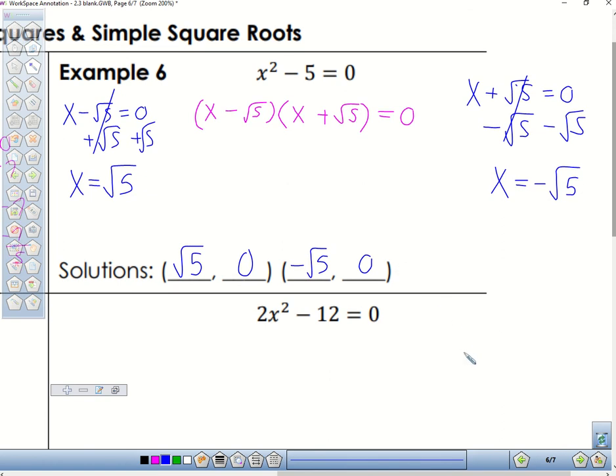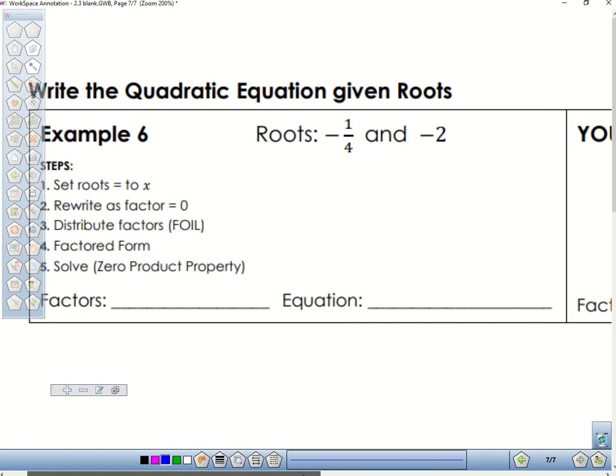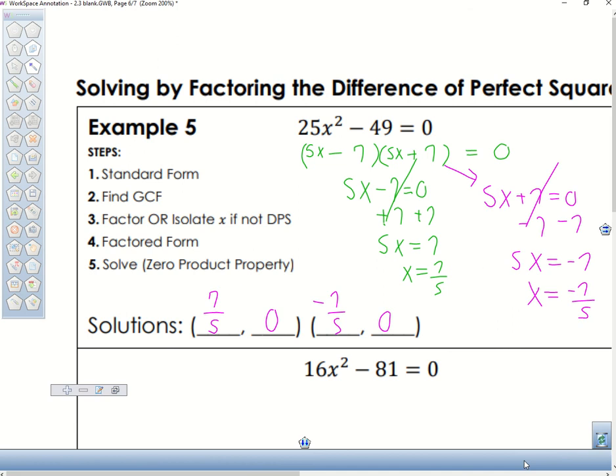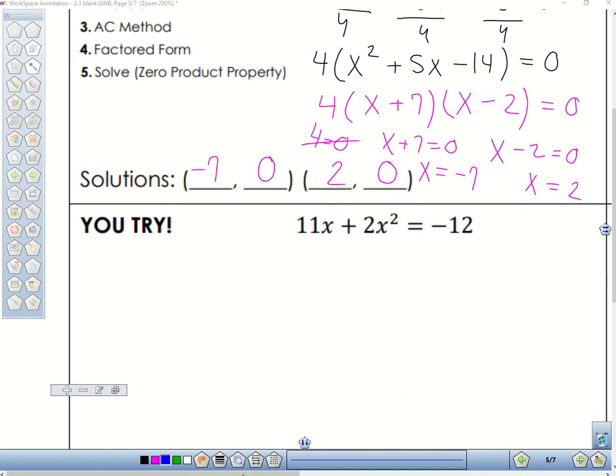So the last thing we're going to talk about is roots going backwards. This is pretty simple. It's the easiest thing on here. So we're going to work with the given roots, and we want to find the equation of the quadratic that would give us those roots. So how you do this is, what do you notice happens when you find the roots for anything?